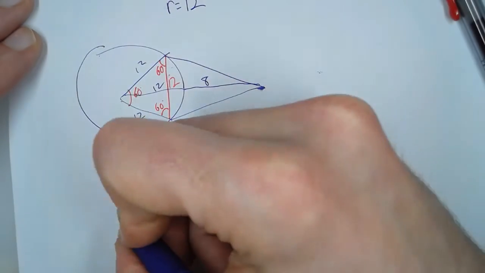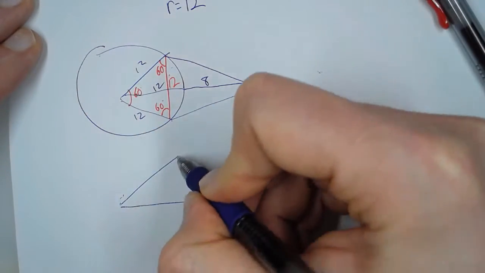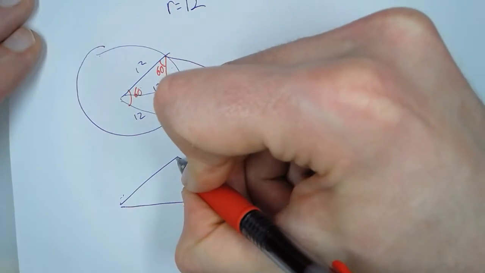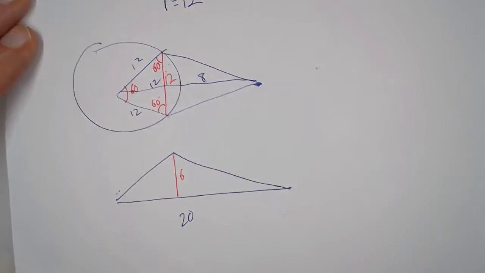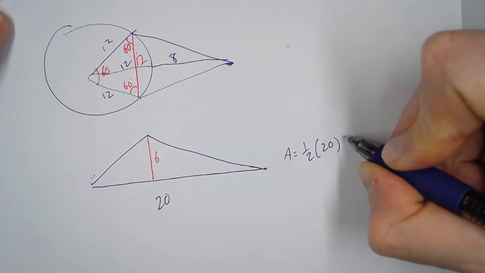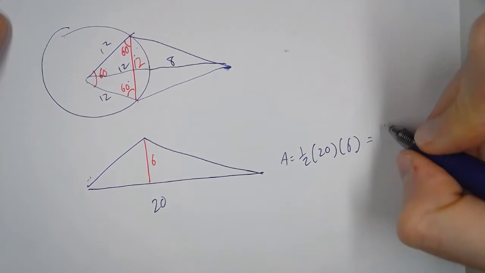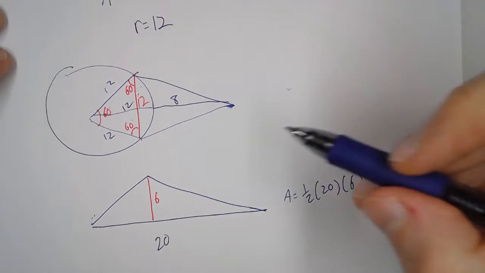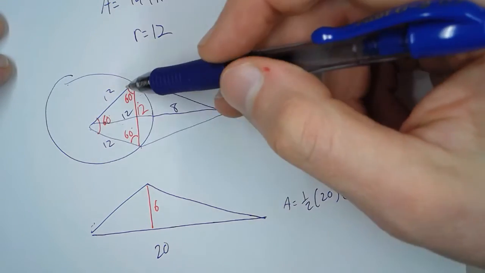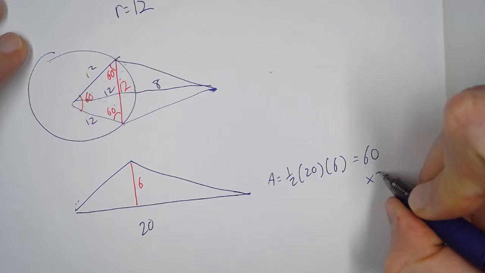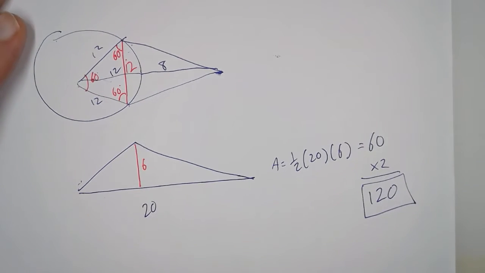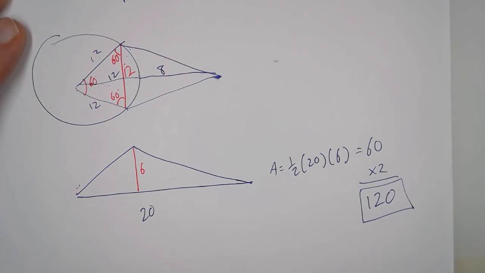So if I look at one of these triangles, I get 20 and 6. So the area of this triangle is 1/2 the base times the height. So this triangle has an area of 60, but this quadrilateral KATE is made up of two of these. This one up here and this one down here. So we're going to double it. So we get a total area of 120. And there's our answer. And we're done.